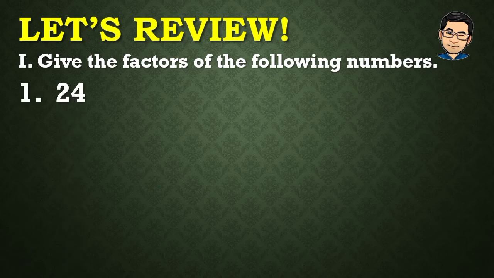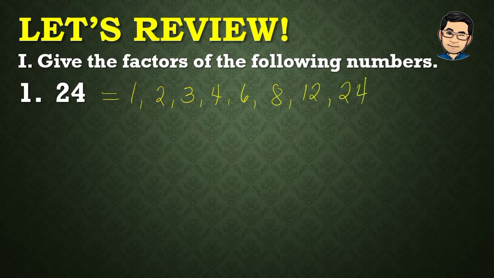For example, number 1, 24. So ang mga factors ng 24 ay 1, 2, 3, 4, 6, 8, 12, and then 24. So kapag naglilista tayo ng factor, make sure nag-i-start lagi tayo sa 1. Okay? So ang mga factors na to is kapag dinivide natin yung 24 sa mga factors na nakalista dyan, ang remainder niya is 0.